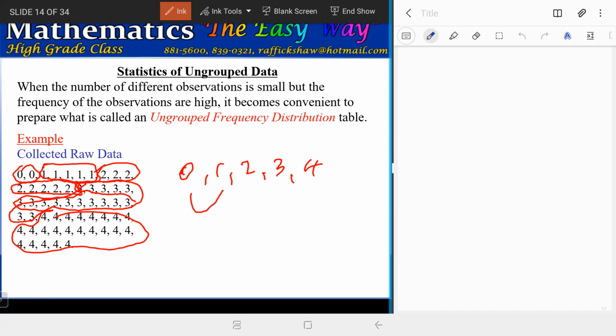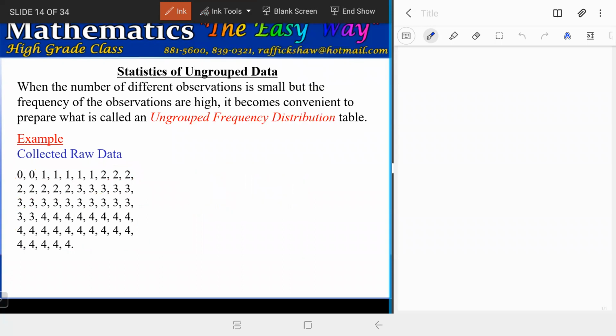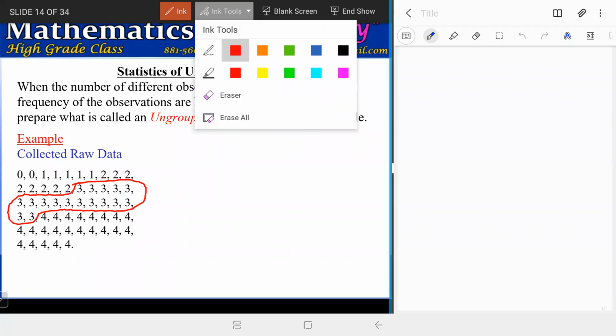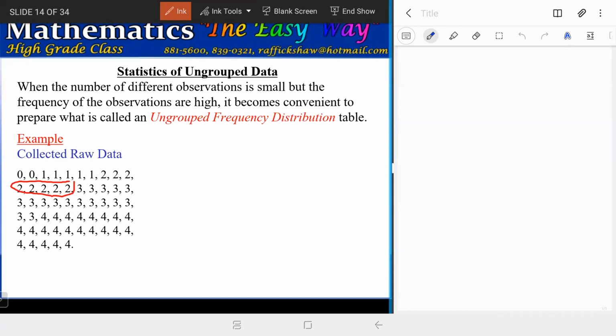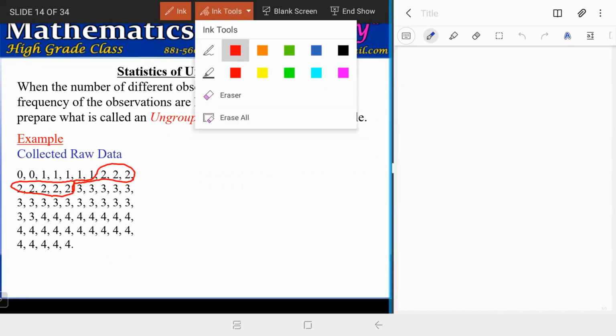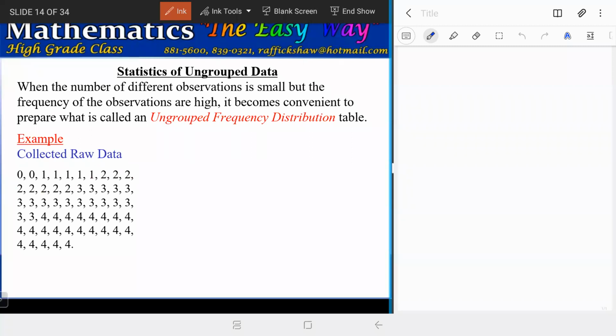So the number of different observations is small, but the problem is that they appear in high frequencies. For example, the frequency of the 4 is large. There are a lot of 4s there. Similarly, the frequency of the 3s is also large, and then you have the frequency of the 2s and so on. So if you tried to analyze this as raw data, you would have to set out the 0s, then all the 1s side by side, then all the 2s, and you would basically go down the paper. It doesn't make sense to do that.